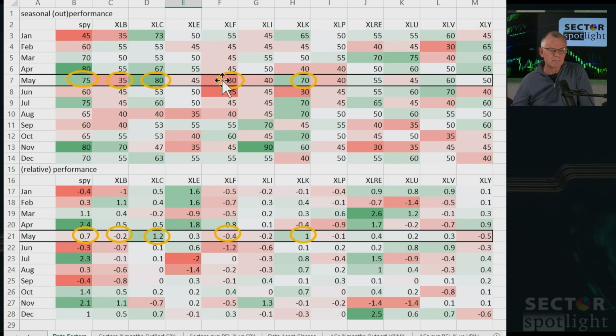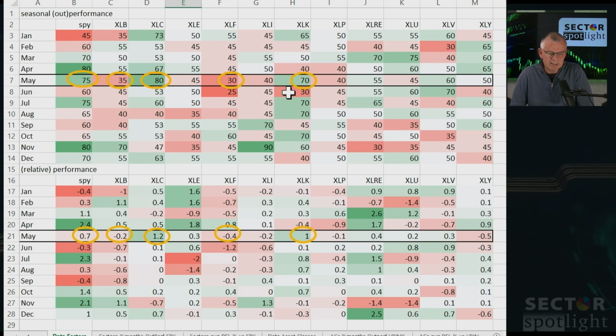And on the other side, we have communication services and technology. If we start with XLC, communication services, 80% of the time over the last 20 years, communication services has outperformed the S&P 500. That's a significant number. And that also goes for technology. XLK, 70% of the time over the last 20 years has outperformed the S&P 500. Those are really significant numbers, and they're worth looking at.